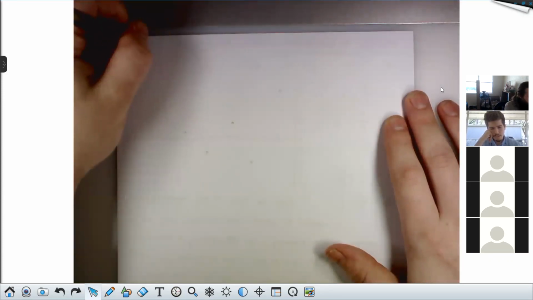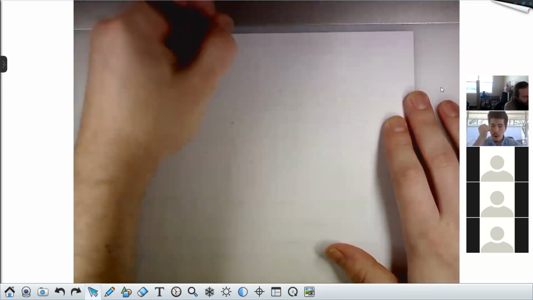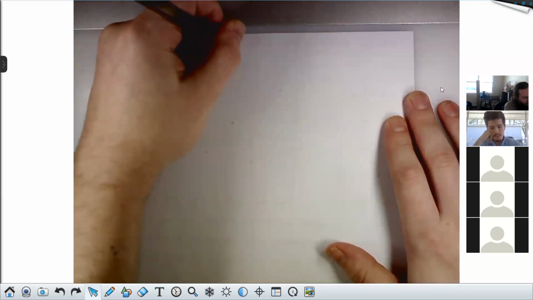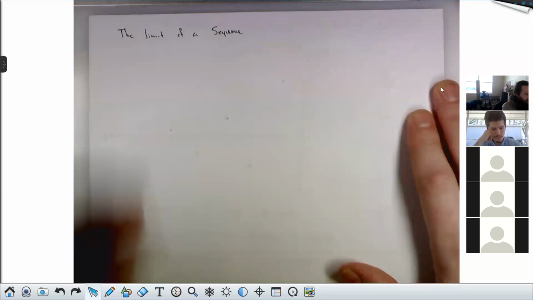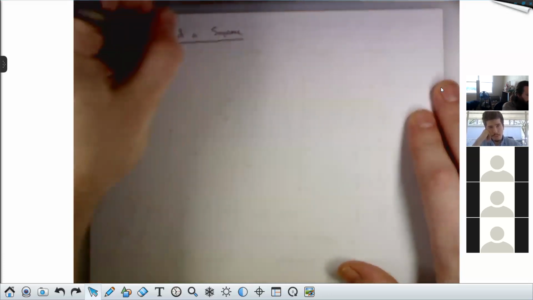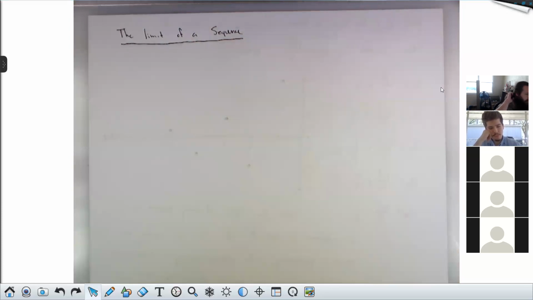So the main thing we're going to talk about here is the limit of a sequence. There's only one limit we can talk about, and that says n goes to infinity. So I'm just going to refer to the limit of a sequence, and without ambiguity, you'll understand that I mean as n goes to infinity.